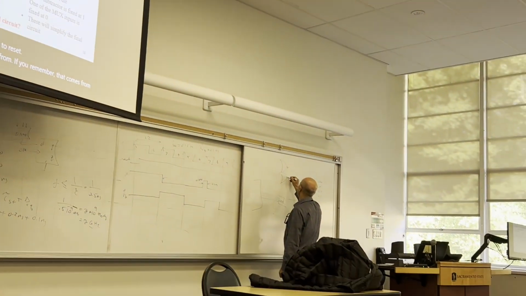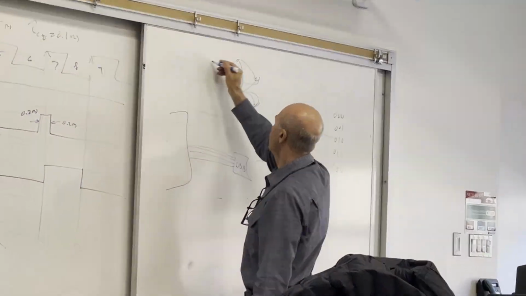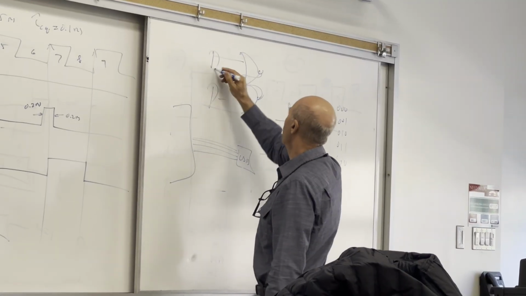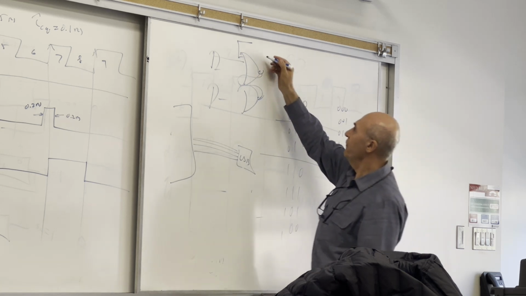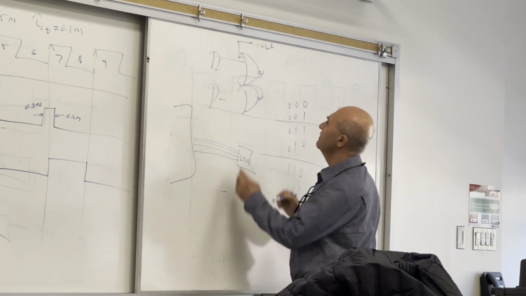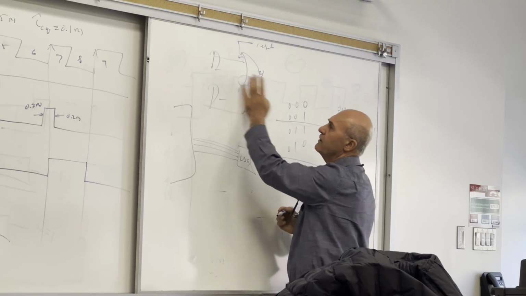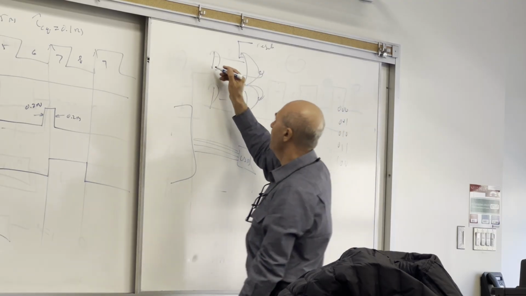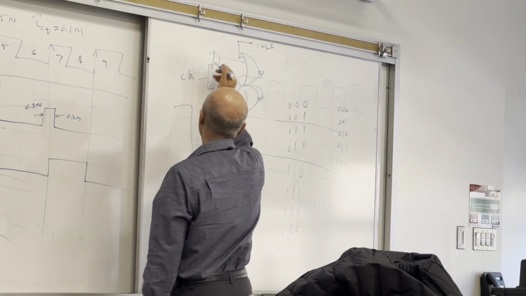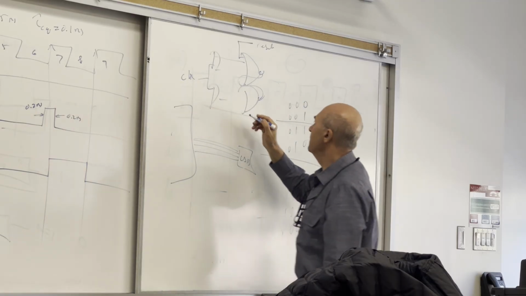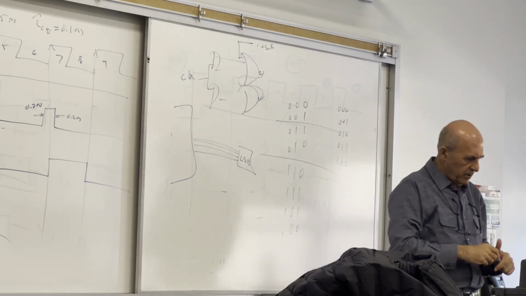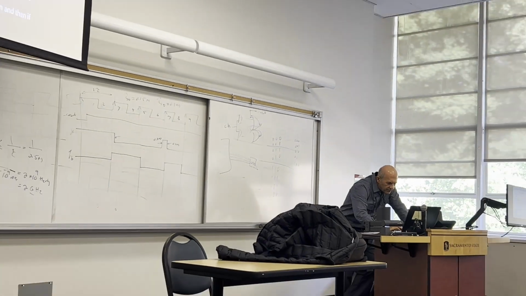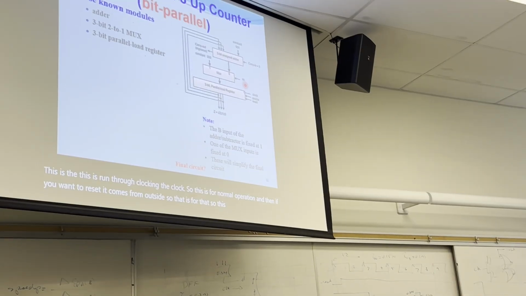This is the latch. That comes from outside. Look at chapter 4. That is asynchronous, meaning this is the regular, this is run through clocking, the clock. So this is for normal operation. And then if you want to reset, it comes from outside. So that is for that. So this is a synchronous clear.